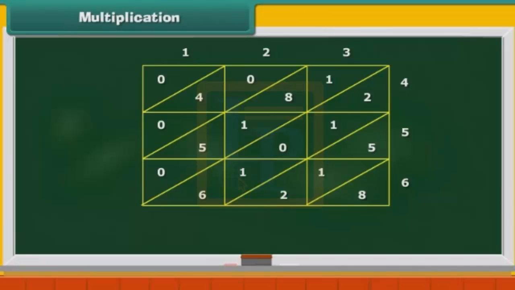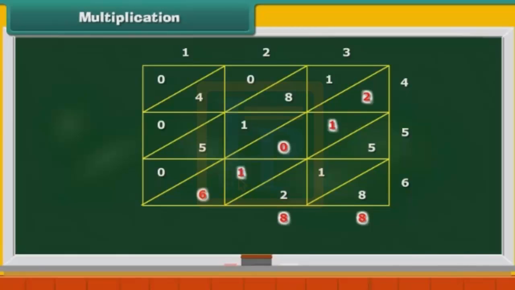The bottommost diagonal has only one element. Write 8 beneath the table under the last column. The diagonal above it has three elements, 5, 1 and 2. Their sum is 8. Write 8 where the diagonal ends.